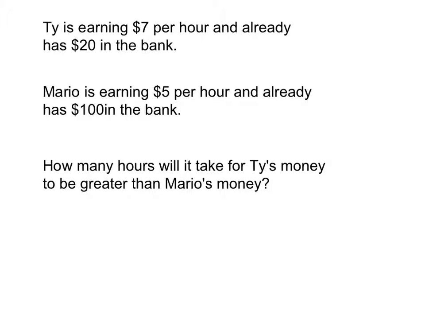Okay, this is the last one. This one is going to have variables on both sides. So we're going to look at them piece by piece. First we have Ty. Ty earns $7 per hour and has $20 in the bank. So if we were wanting to write an expression for Ty, 7 per hour, 7h, let's use h, I feel like using h, and $20, that's Ty.